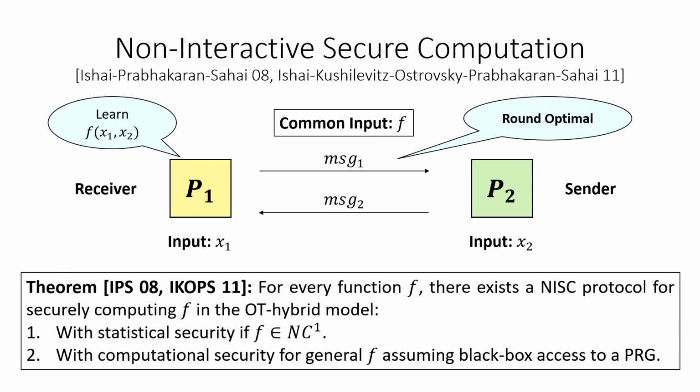Great. So they show the following theorem. The following theorem says that for every function f, there exists a non-interactive secure computation protocol for securely computing f in the OT hybrid model. And this has statistical security if f is log depth, and this is due to some theorem about randomizing encodings. And we also have computational security for general f assuming black box access to a PRG.